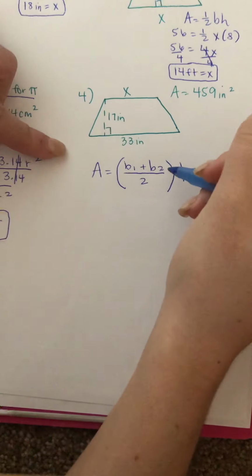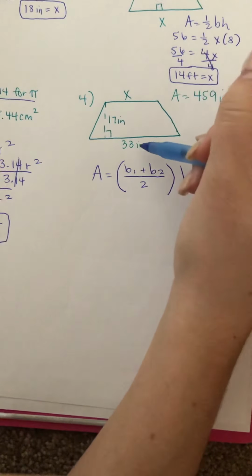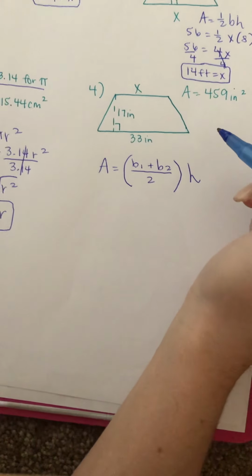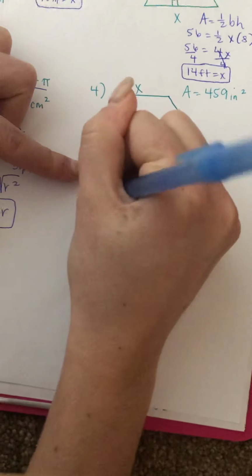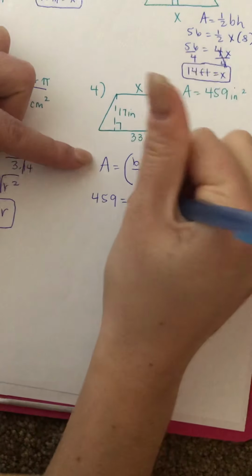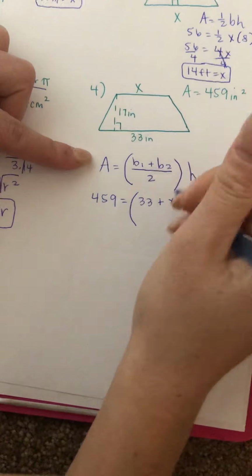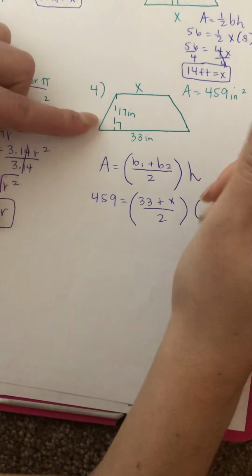Okay, base 1 and base 2, your bases in a trapezoid are the two parallel sides. So here that's 33 and x. Now we're going to substitute everything we're given and we're going to solve for that unknown. Our area is 459 equals base 1, I'm just going to call 33, plus base 2 is x, divided by 2, times our height is 17.